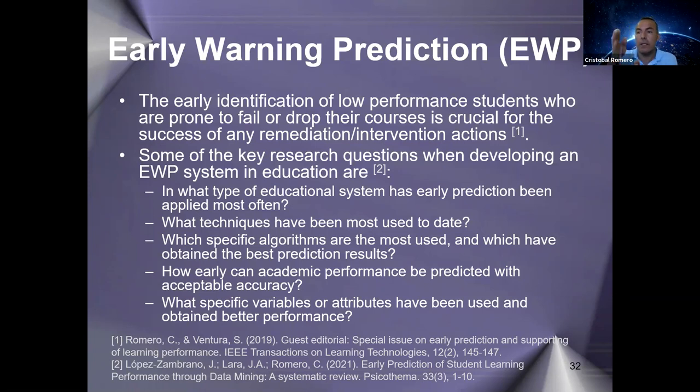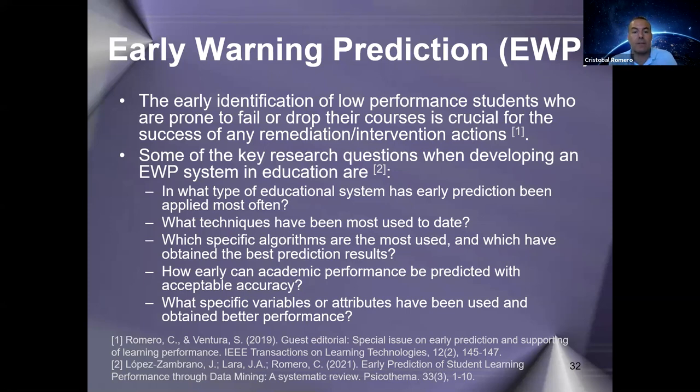How early? In the middle, in the first month, in the first week, at the second week? How early can we predict a student's performance with an acceptable accuracy? Not very high accuracy, but acceptable accuracy. And also very important, what specific attributes or variables have been used for early prediction in each type of educational system?